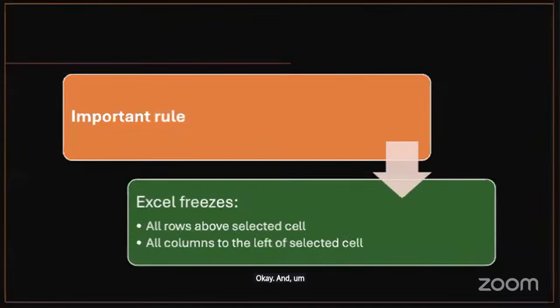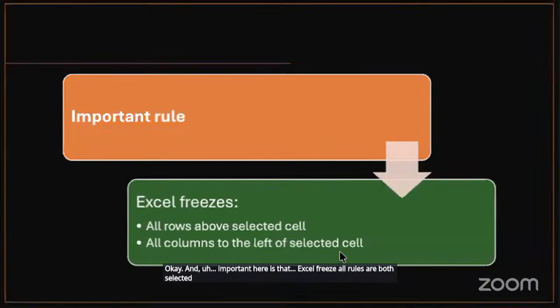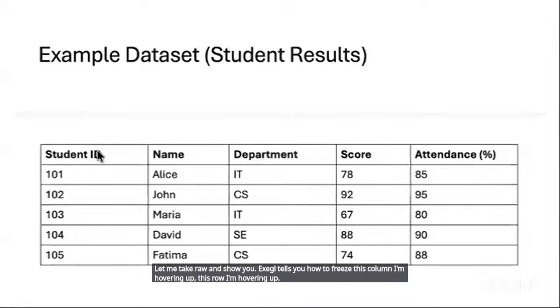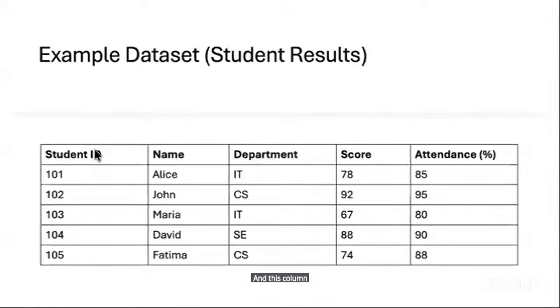And important here is that Excel freezes all rows above the selected cell and all columns to the left of the selected cell. So wherever you pick your cell, this is very important. Let me take a row and show you. Excel just tells you how to freeze this column I'm hovering on, this row I'm hovering on, and this column. But there is a trick.